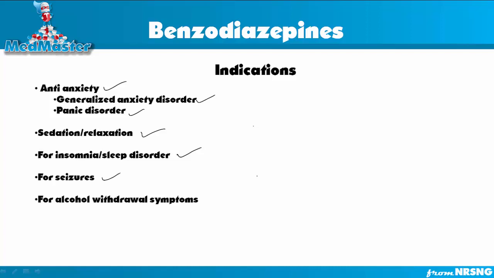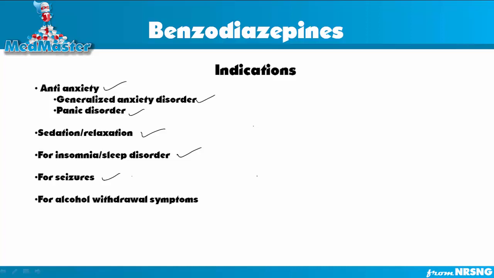As we talked about, this medication decreases the neuron firing rate in our brain. That's why these medications can be used for seizures as well. We'll talk later in this video about two of the medications that are usually used for seizures in emergencies.